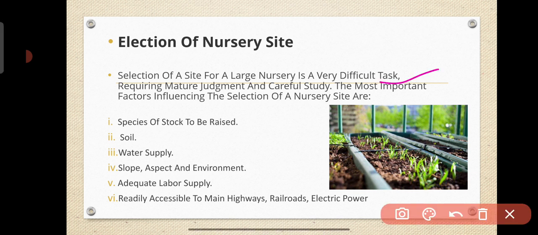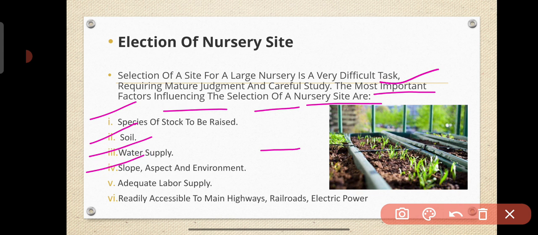Next we have selection of a nursery site. Selection of a site for a large nursery is a very difficult task, requiring mature judgment and careful study. The most important factors influencing the selection of a nursery site are species of stock to be raised, soil, water supply, slope, aspect, and environment, adequate labor supply, and readily accessible to main highways, railroads, and electric power.